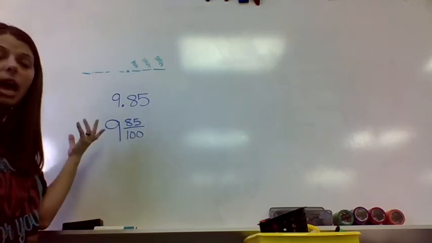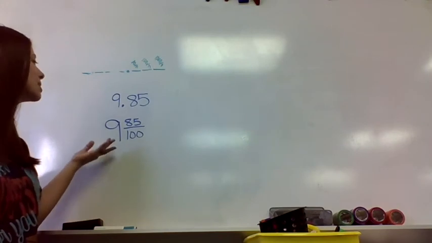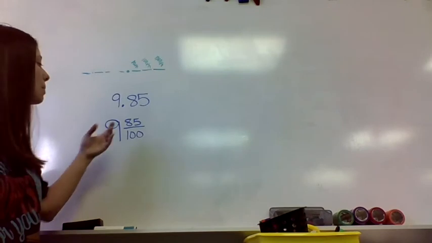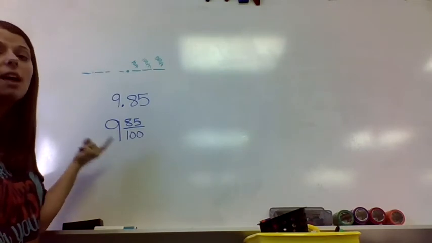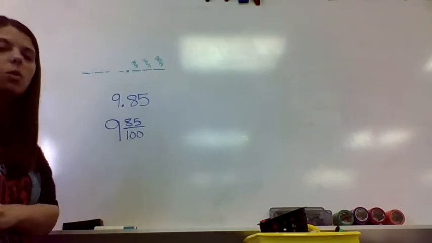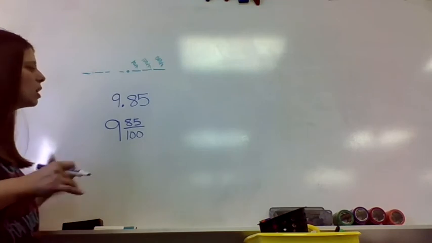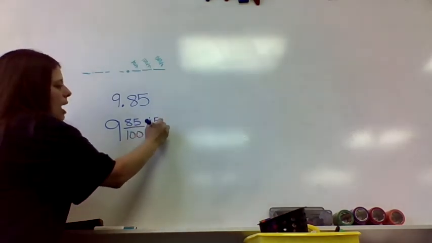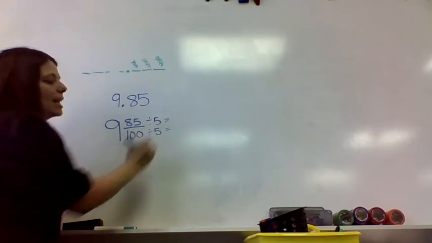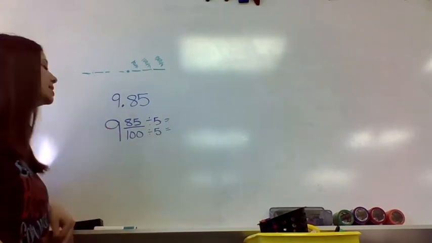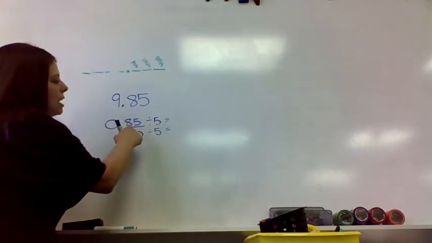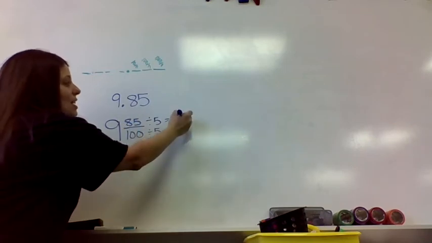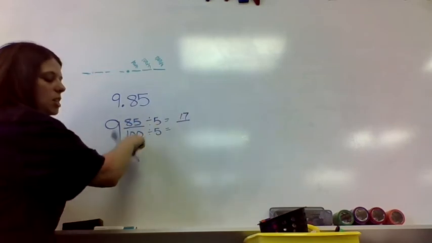And so now I need to simplify this. My 9 is going to stay just the way it is. But I need to simplify the 85 100ths. In order to do that, I know 5 can go into each of these, so I'll just try it with 5. Let me see how many times I can get 5 into each one of these numbers. I know 5 will go into 85 17 times, and 5 will go into 100 20 times.